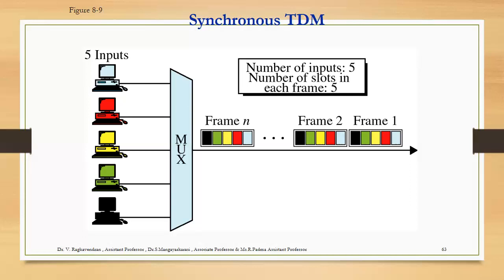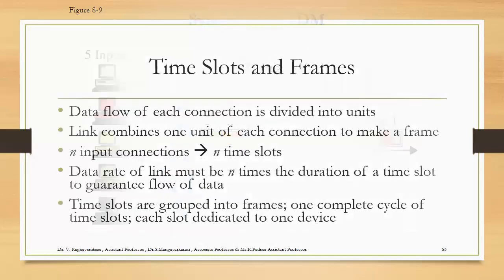Here I am going to use 5 inputs, so the number of slots in each frame is 5. Frame 1 consists of blue, red, yellow, green and black. The same order is followed by the n number of frames. So the next one, what is meant by time slots and frames?